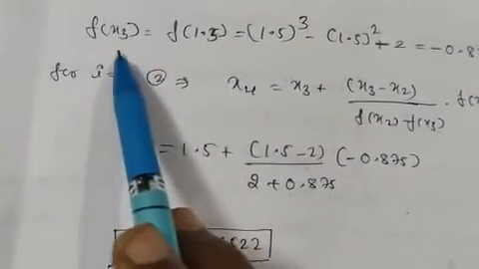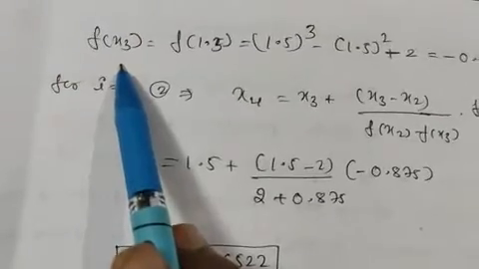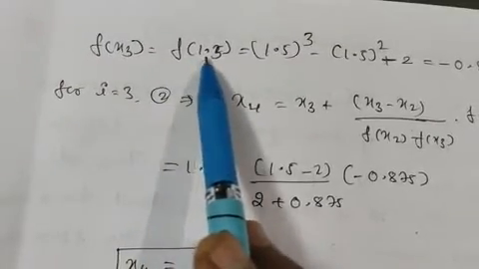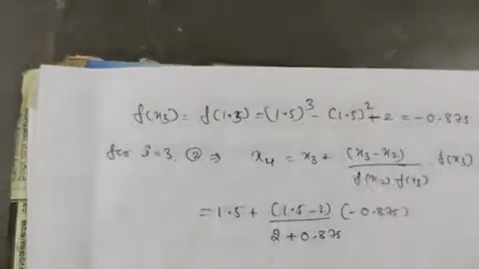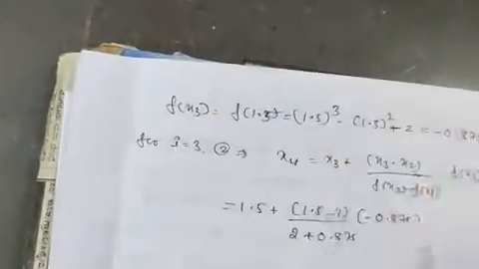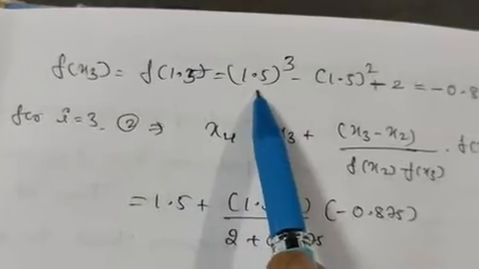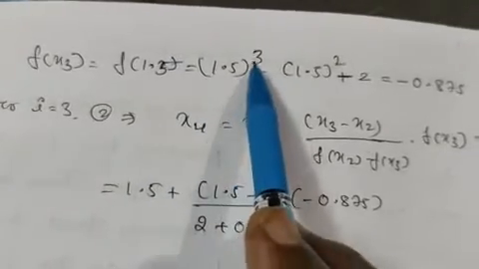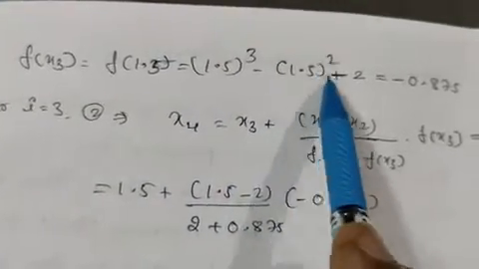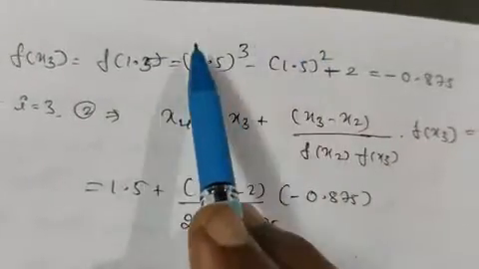So next you have to find f of x3. x3 is 1.5. So now f of 1.5 means put x equals 1.5 in equation 1. That is 1.5 whole cube minus 1.5 whole square minus 2.